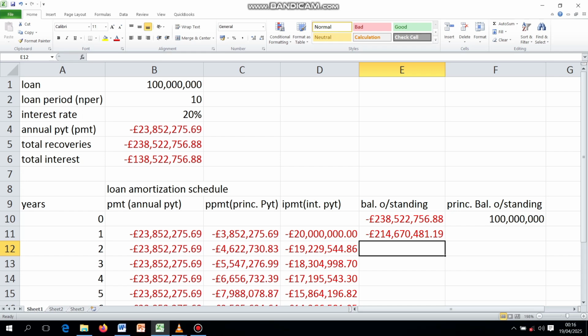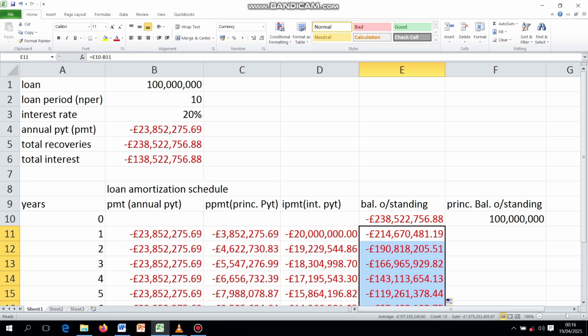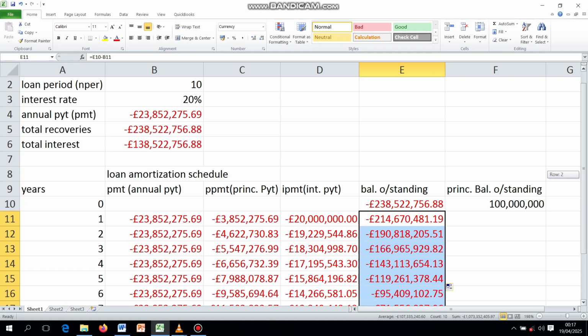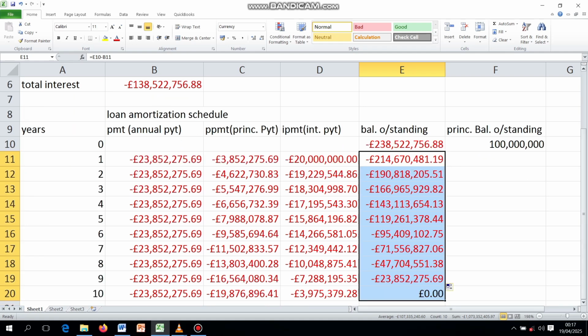So under negative, they formulated a positive. That's why it is reducing from 238 to 214. So I'm going to auto scroll to know the cumulative outstanding balance, and I'll find at the end of the 10th year it will be 0.